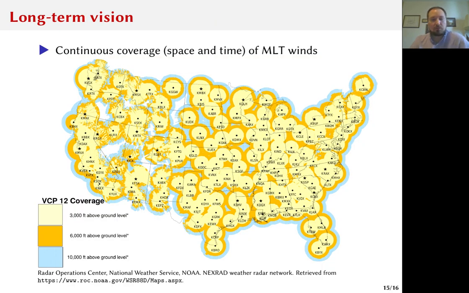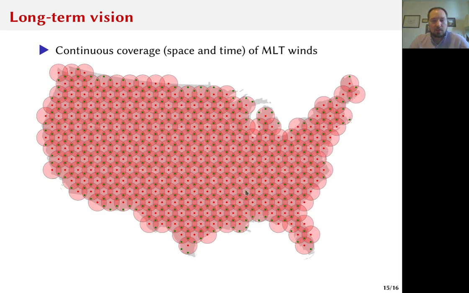And so I'll remind you right at the end here what our long-term vision is. We want continuous coverage in space and time of MLT winds. And so that means we want to build a radar network much like NEXRAD, but with meteor radars. And so that's the long-term vision, and I hope we'll get there.